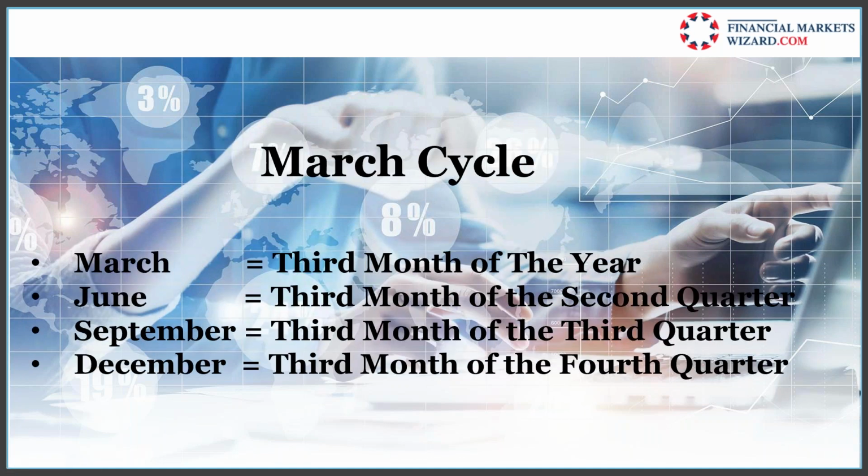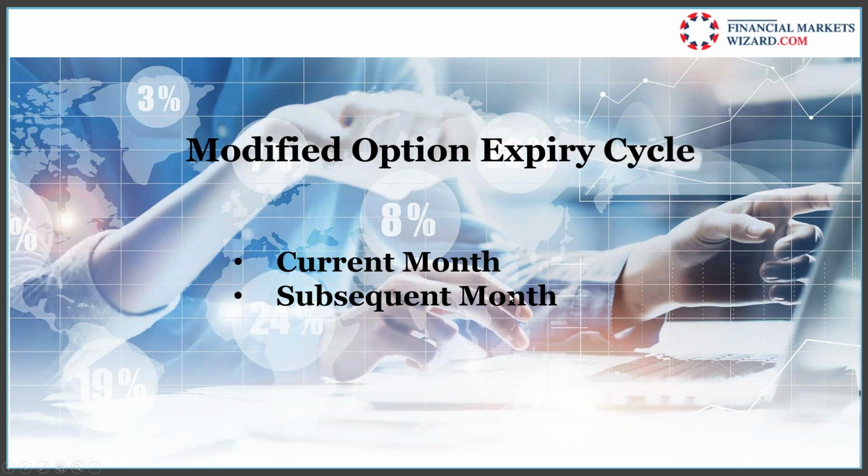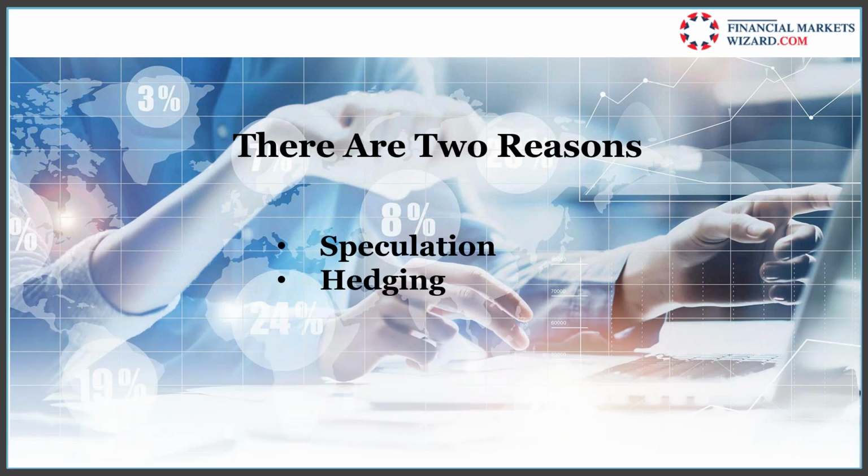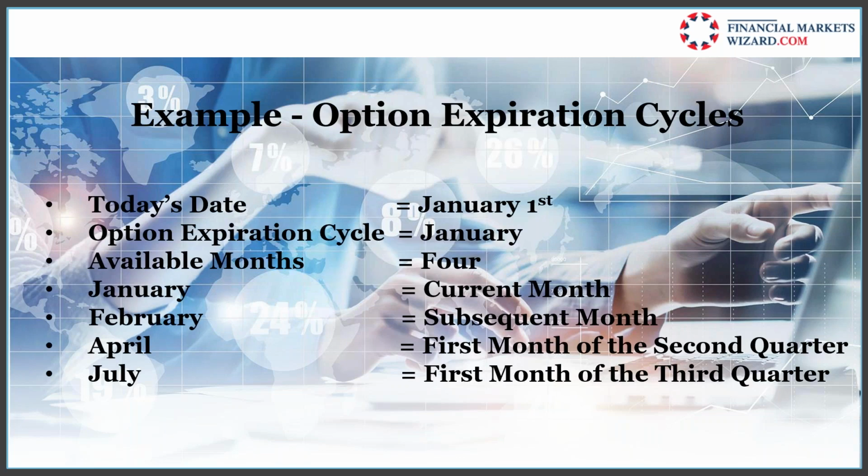Okay, so let me go back to the modified option expiry cycle: current month and subsequent month. Why do we need the modified option expiration cycle? As I explained, for speculation and hedging purposes. Most traders like me trade options for speculation purposes and sometimes hedging, so I need the current month and next month. So there are 2 reasons for that.